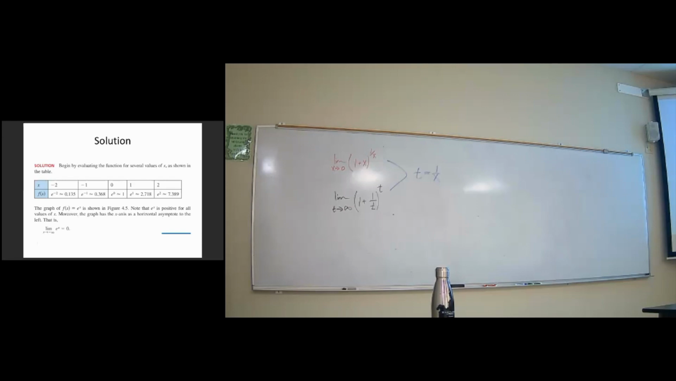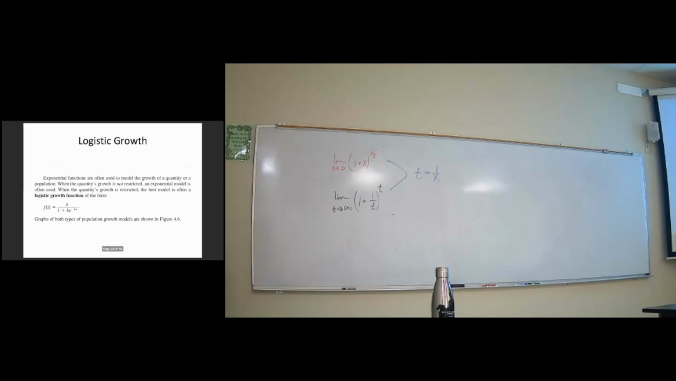At 0, e to the 0 is still equal to 1. I don't know why they have an approximation here, because it's not approximate, it is equal. And it shows up all over the place. One example is in what's called logistic growth functions.